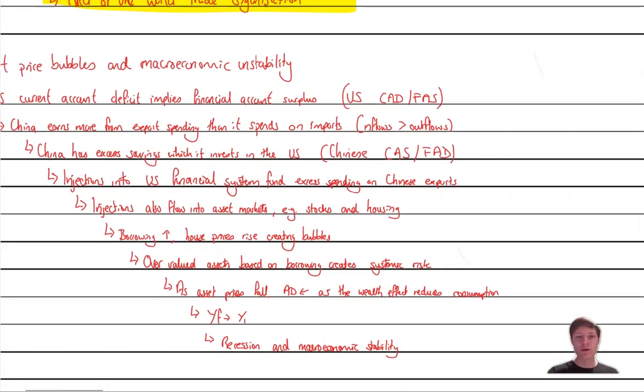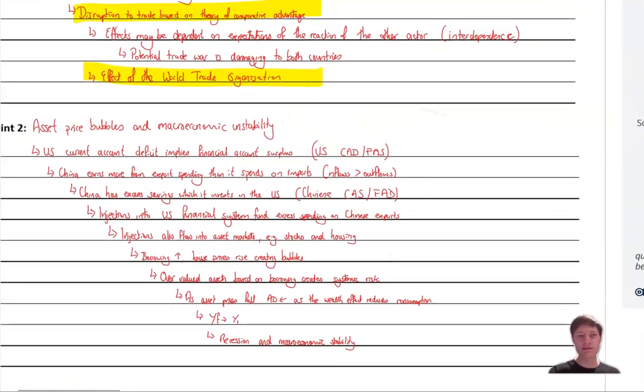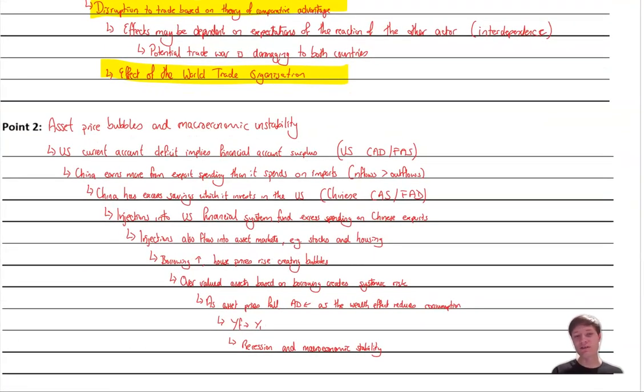Okay, so the difficulty here is linking all of this to the US current account deficit. Well, we need to understand that a US current account deficit, it's importing more than it's exporting, is mirrored by China's relationship with the US, where it's exporting more than it's importing, and they are mirror images of each other. China's inflows are greater than its outflows, and therefore the US's outflows are greater than its inflows.